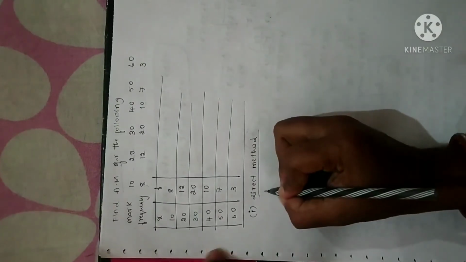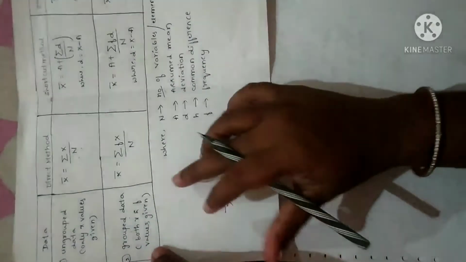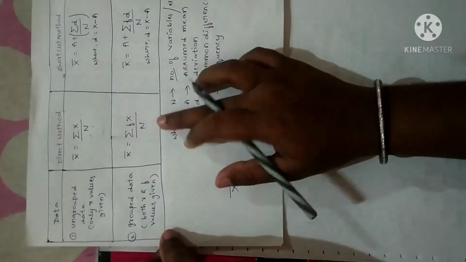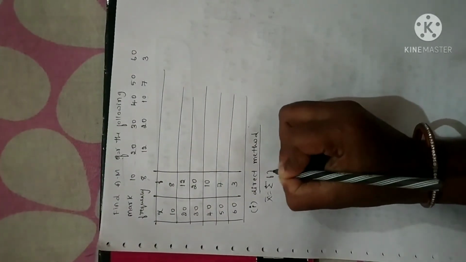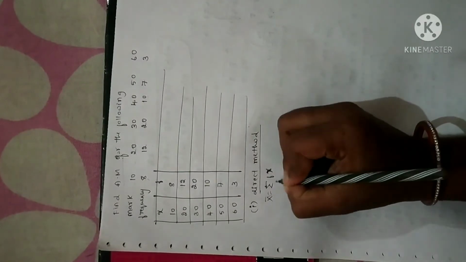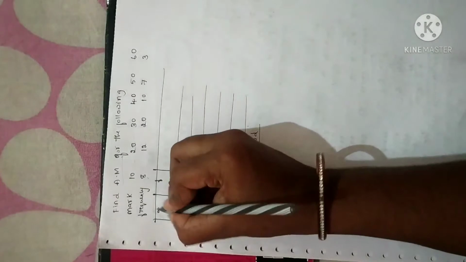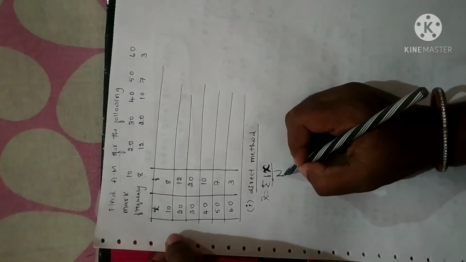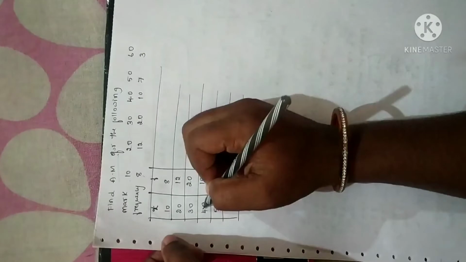First method is direct method. In direct method, what is the formula for grouped data? Because x and f are given, it is an example for grouped data. For direct method, x bar is equal to sigma fx by n. So x bar is equal to sigma fx divided by n. Either you can use small letter or capital letter. Since I have used small x here, let me use small x only. Sigma fx by n. Fine. So here you can note that f is also given and x is also given.